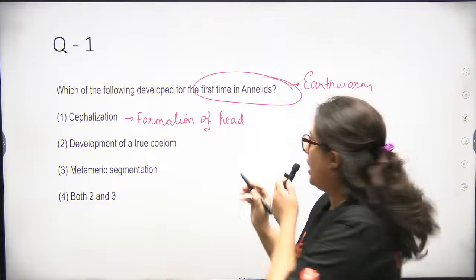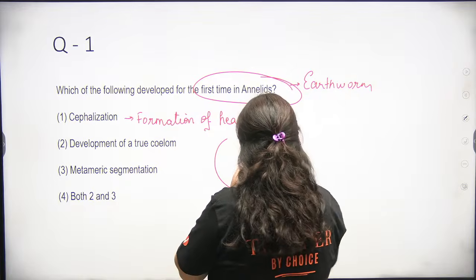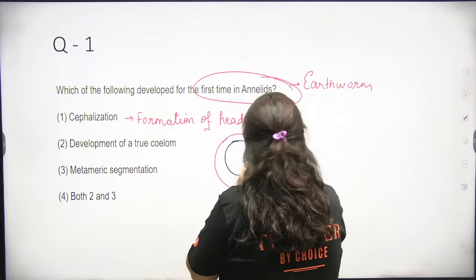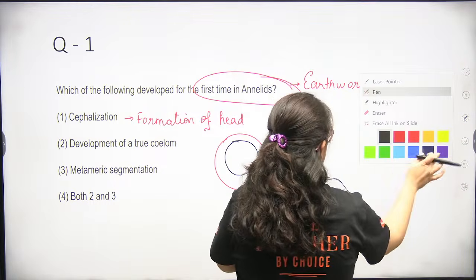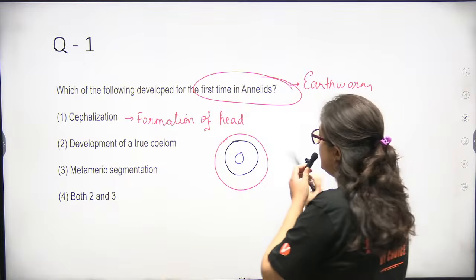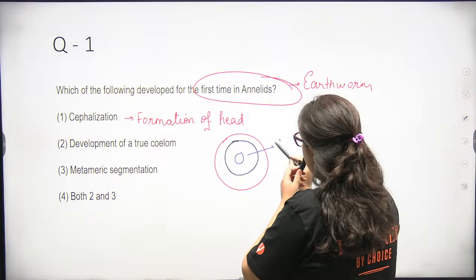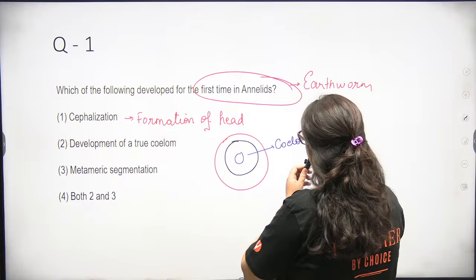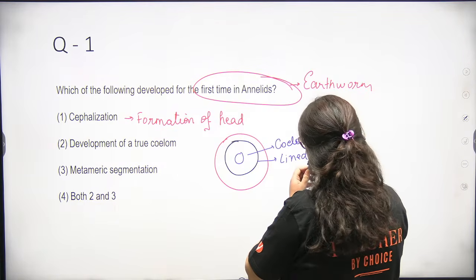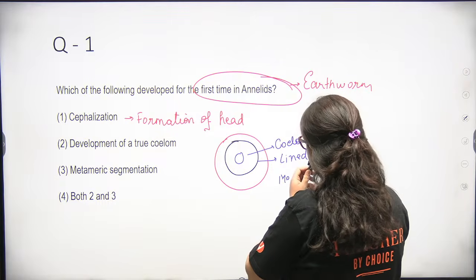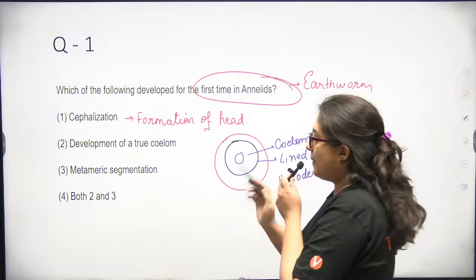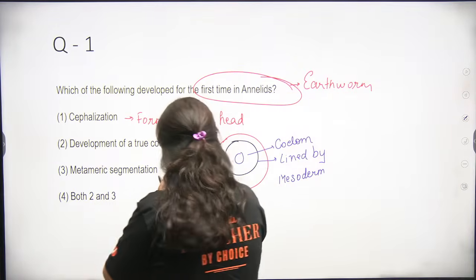Development of true coelom. The body wall is ectoderm, and then mesoderm and endoderm. The cavity means the space is present. This is the true cavity, the coelom. The space is present, and the body cavity is truly lined by mesoderm. Then metameric segmentation, repetition of body parts.